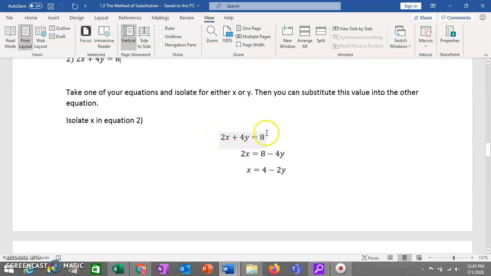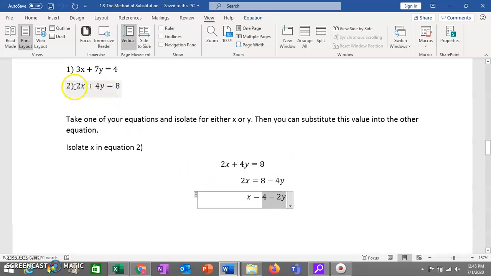2x plus 4y equals 8. I'll bring over the 4y: 2x equals 8 minus 4y. Divide everything by 2, and I get x equals 4 minus 2y. So I now know what x is. x is this, so this can then replace x in the other equation that I didn't use.